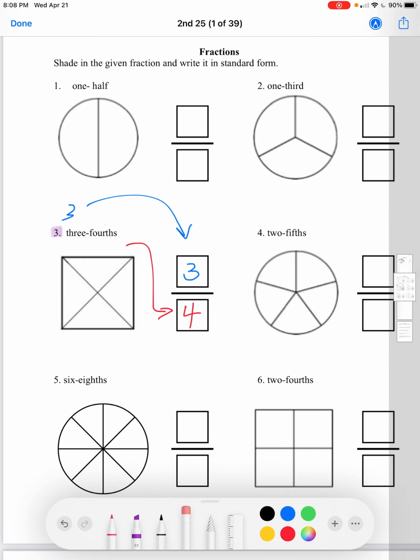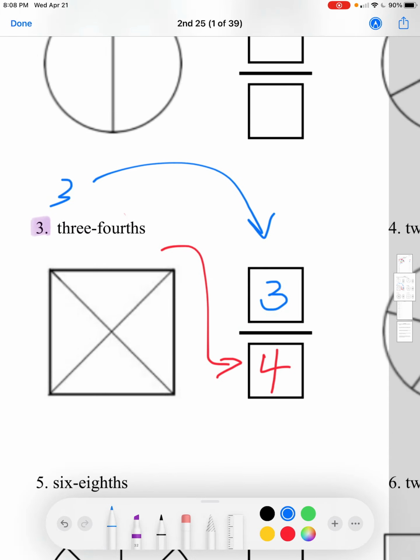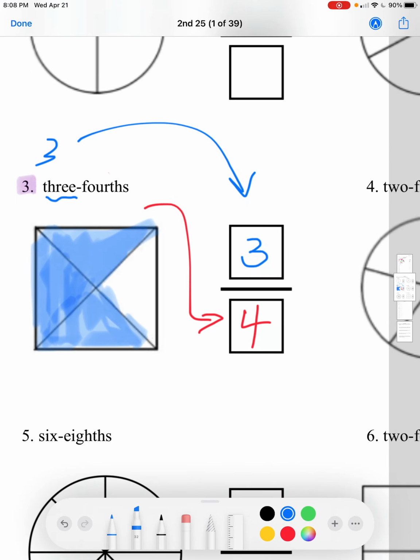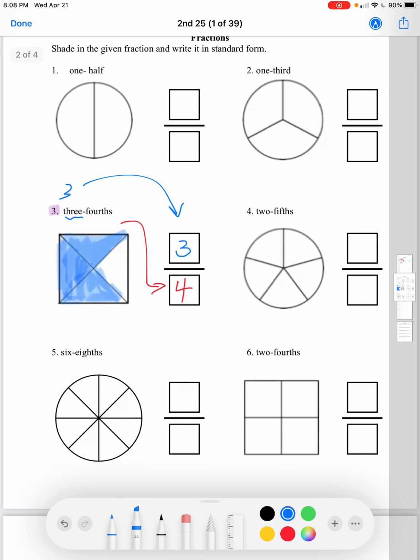So again, we have 4/4, and we want to shade 3 of them. So let's just shade 1, 2, and then 3. And that's basically it. Except yours is probably going to be a little bit neater than mine is. Yeah, it's a little bit messy, but we covered 3 out of the 4ths there. This is 3/4 written out in standard form and shaded.